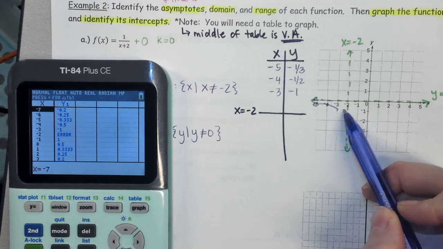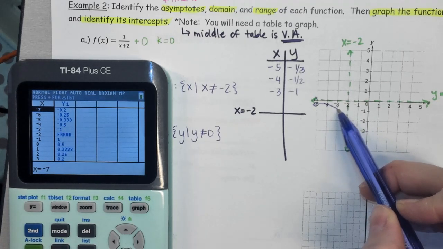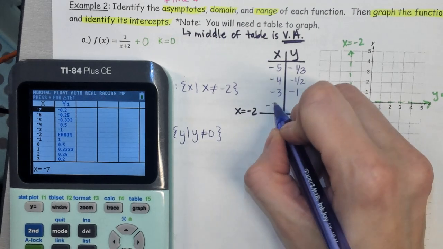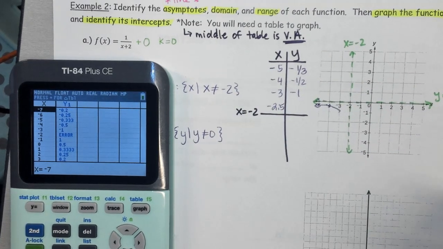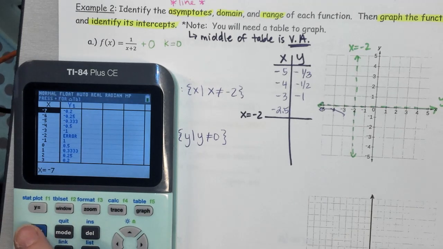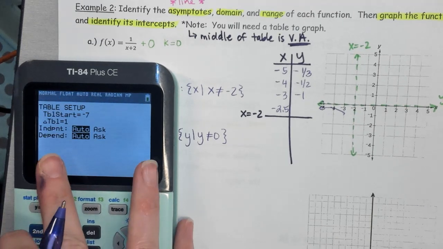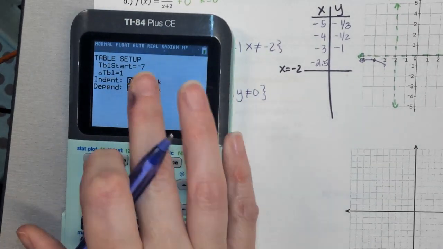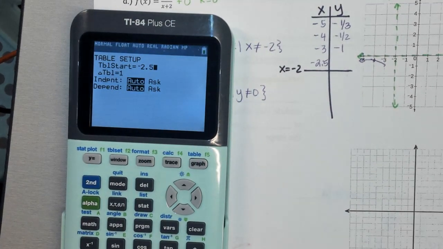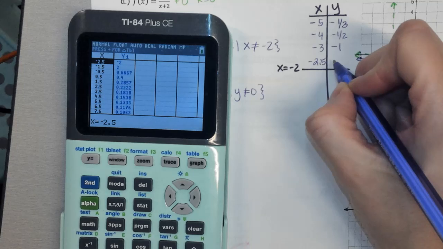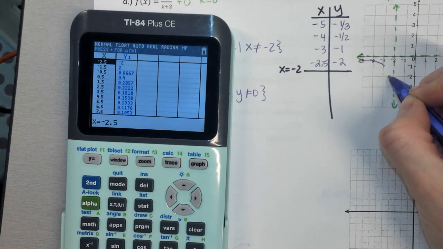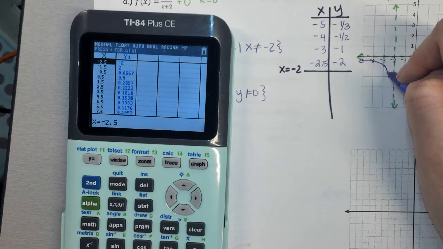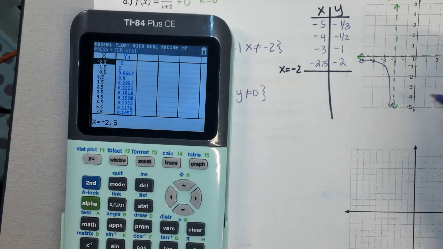Okay, what's going to be really helpful is to see what happens in between -3 and -2. So we're going to want to see what happens at -2.5. One way to do that is you can go to your table set, and where it says table start, if you want, you can just start at -2.5. It will give you -2. And then you can graph that point, and that helps you with your curve so that you can draw the rest of your line there.